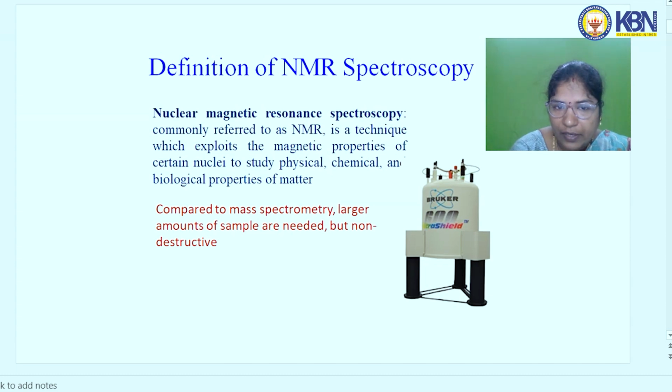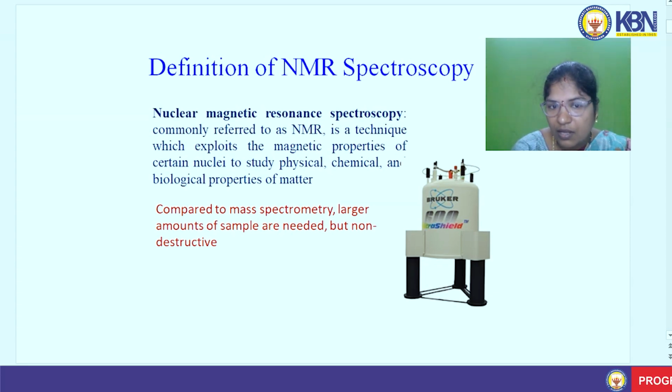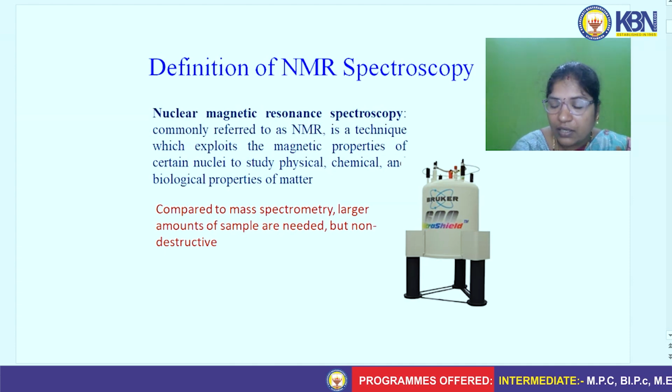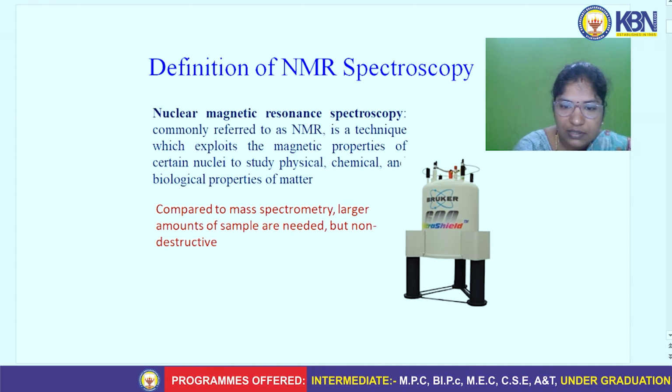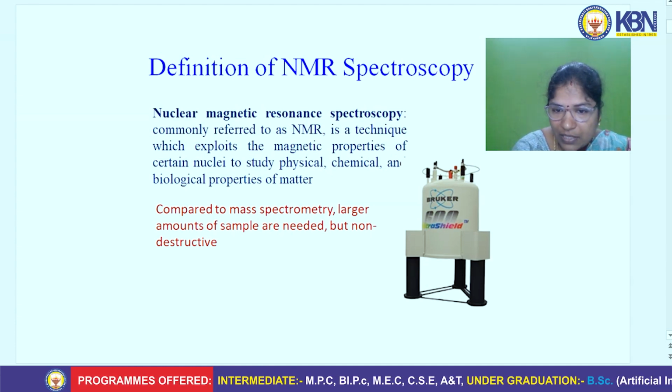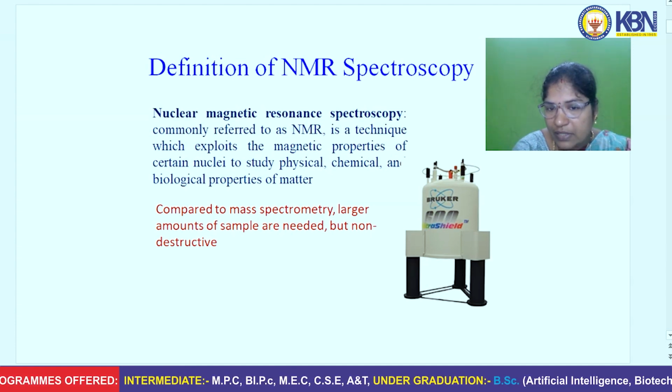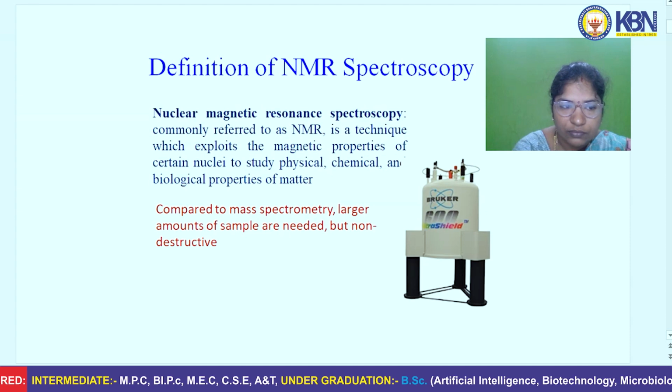Definition of NMR spectroscopy. Nuclear magnetic resonance spectroscopy, commonly referred to as NMR. This technique gives information about the physical and chemical properties of particular carbon compounds by dealing with the magnetic properties. Compared to mass spectrometry, a larger amount of sample is needed, but it is non-destructive.